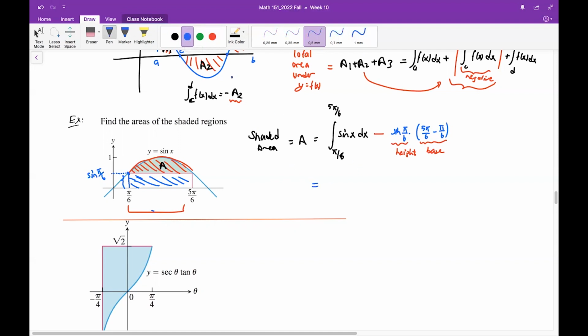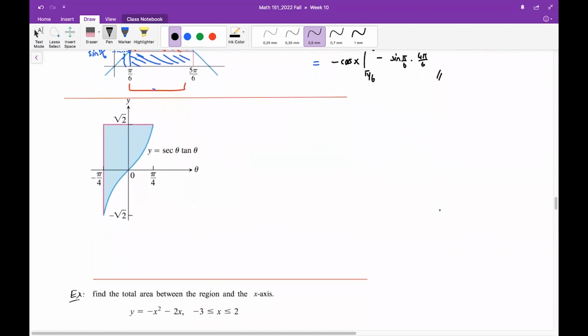Okay, the result is, what is the integral of sine x? So you need to consider a function whose derivative is sine x. What is the function whose derivative is sine x? In other words, we are trying to find the antiderivative of the sine x function. So it is minus cosine x from this value to this value, minus sine pi over 6 times 4 pi over 6. Okay, I will leave it like this for now.